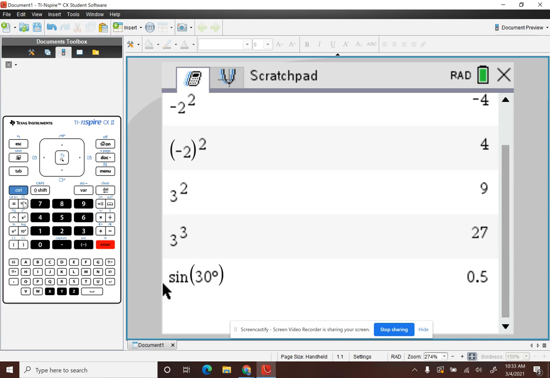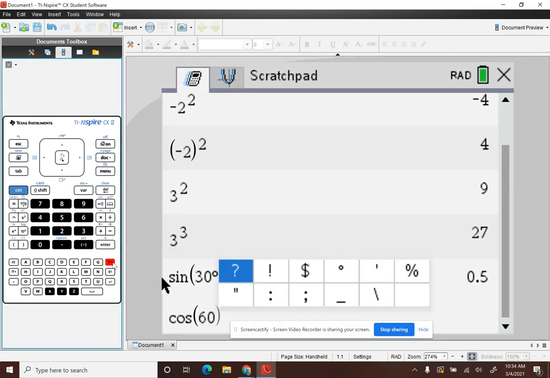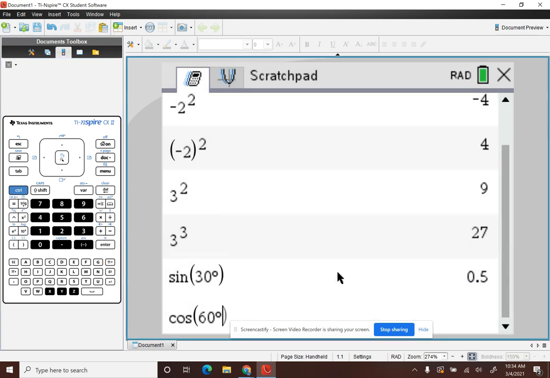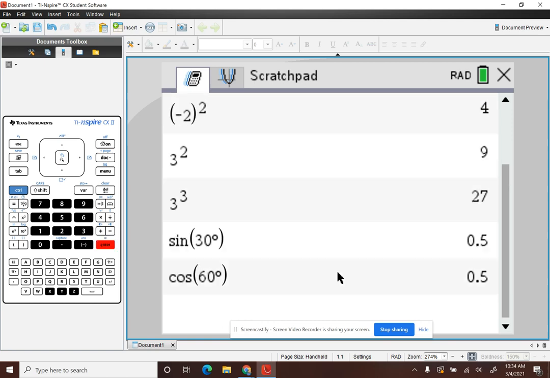Another place that you will find that, and this time we'll do cosine, for example, say 60 degrees, you could also find that over here beside the G. You see this little button right over here that has the question mark, exclamation point, all these other things. Notice as well that there's a degree sign right there. So it's actually in a couple of different spots, not just in one spot. And again, that will give us coincidentally the same exact thing. All right, so again, there are special buttons that you may need to hit, as well as special characters.